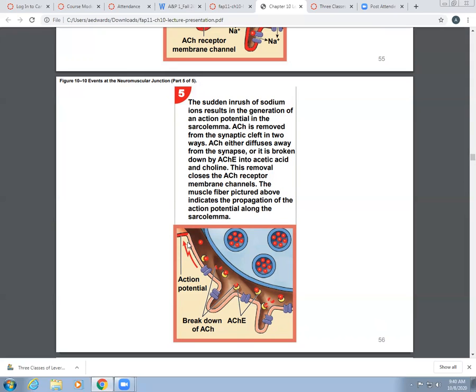Now, if those acetylcholine molecules were just there forever, those sodium channels would be open forever, right? Because they'd be attached to those receptors on those channels. So you have to have a way to turn that action potential off, and that's what the acetylcholinesterase does, or AChE. The AChE is going to break down acetylcholine into acetic acid and choline, so it splits it apart, and that closes down those sodium channels.